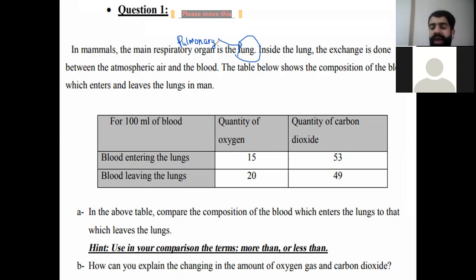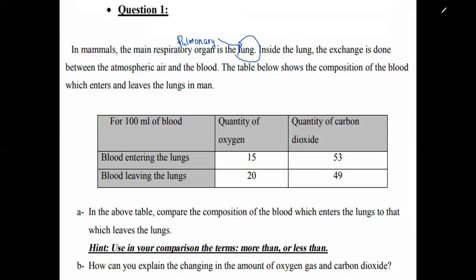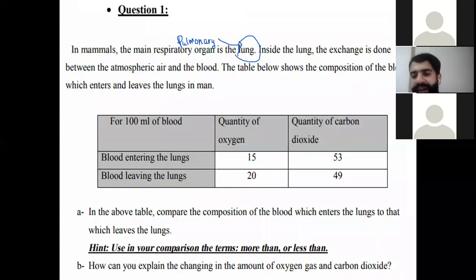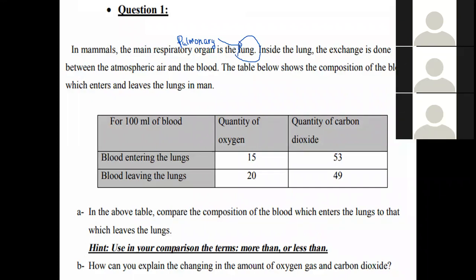Who can tell me? If we have the trachea as a respiratory organ, what do we call this type of respiration? I want you students to raise your hands, other than Razan. Yes, Lin Khalifi. Tracheal respiration. Excellent.